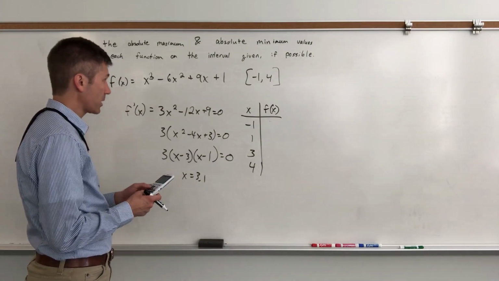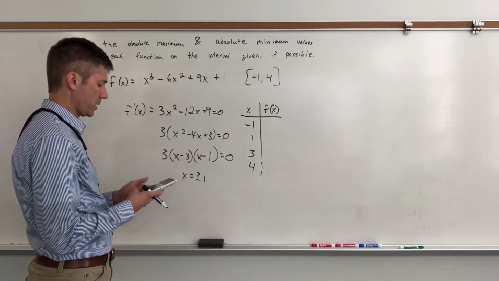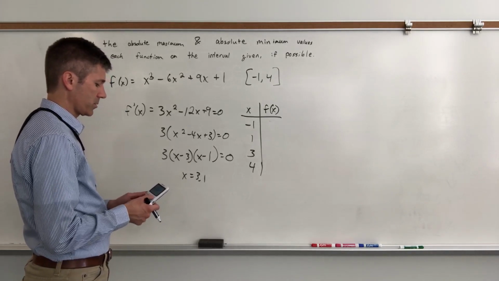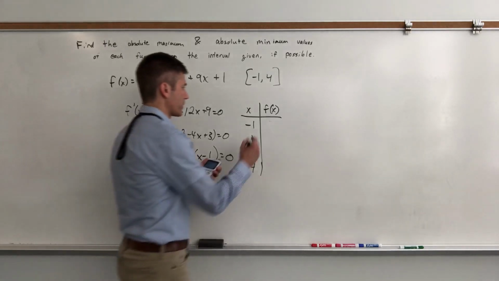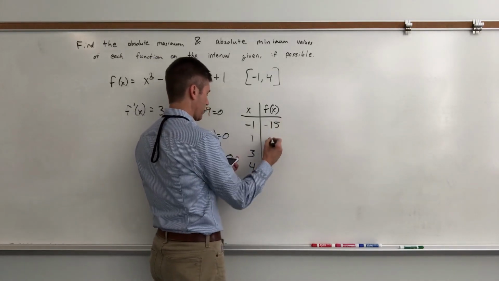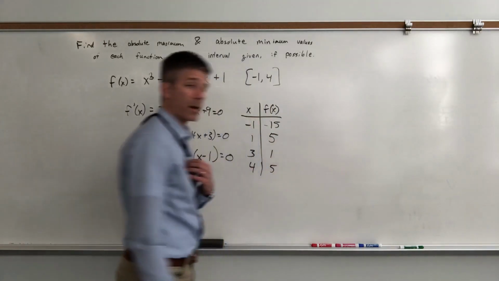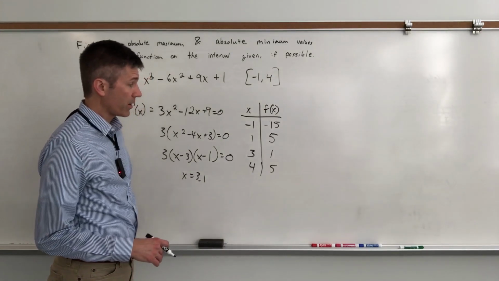6x squared plus 9x plus 1. And I will plug in a -1. Can't see what I'm doing, so how boring it must be for you right now. Okay, -15, that looks pretty low. 5, 15. Okay, we are looking for the absolute maximum, the absolute minimum, and I believe we have found both.